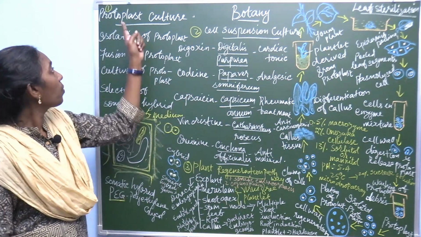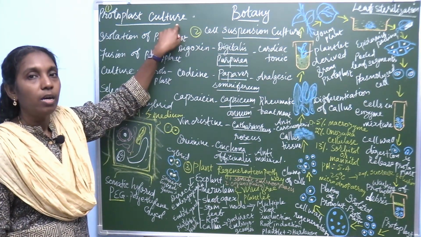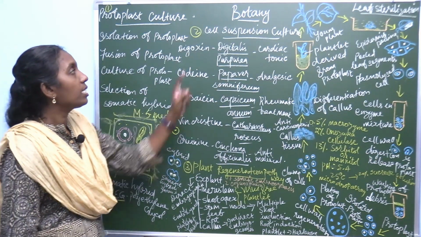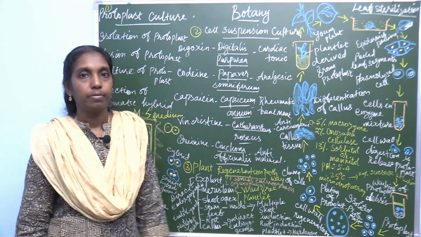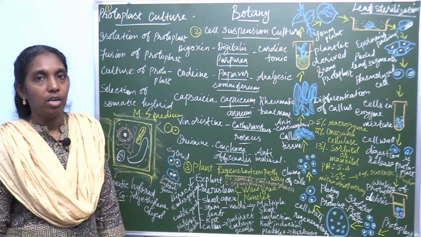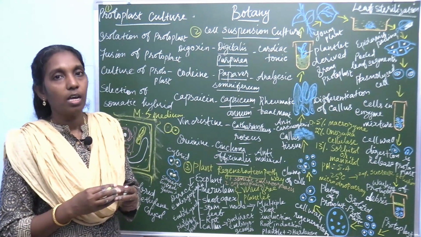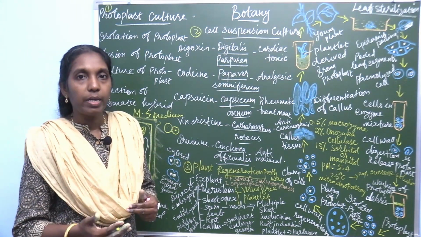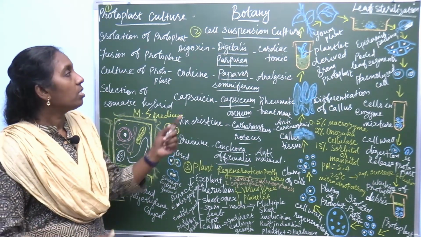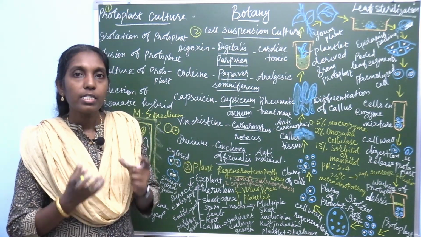So the first question is protoplast culture. Culture of protoplast is one type of plant tissue culture. Another type of plant tissue culture is cell suspension culture. What is cell suspension culture? Cell suspension is nothing but a single cell or a clump of cells transferred to a liquid medium to produce an entire plant. This is developed from the callus tissue. You know that callus is an unorganized mass of cells.